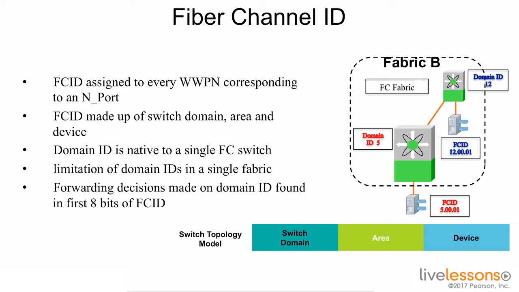Forwarding decisions across the fabric are made based on that domain ID by a protocol in the fabric services called FSPF, or Fabric Shortest Path First, similar to what OSPF is used for as a routing protocol on an Ethernet network.